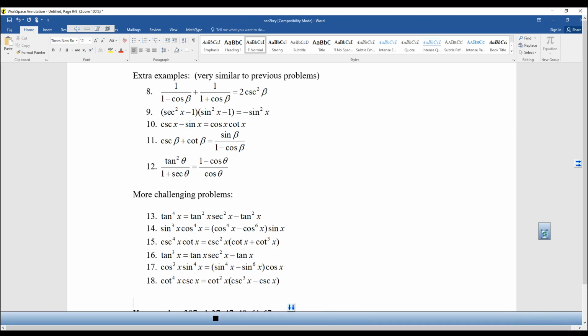So on this worksheet, these next 5 problems are what you should try to do on your own now. They are very similar to the previous problems. So if you have to, just go back and look at one of those. But if those made sense, then these should be a piece of cake.